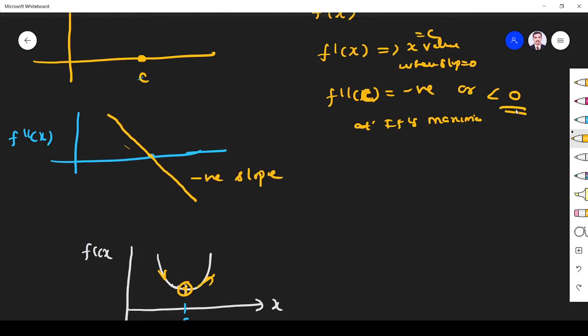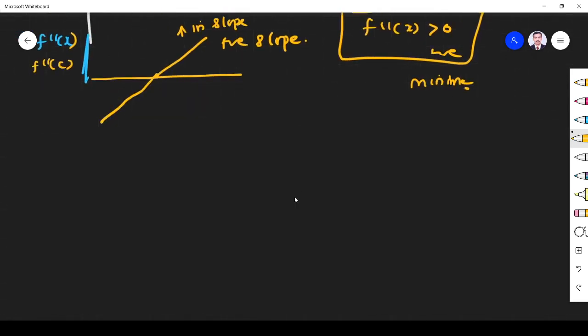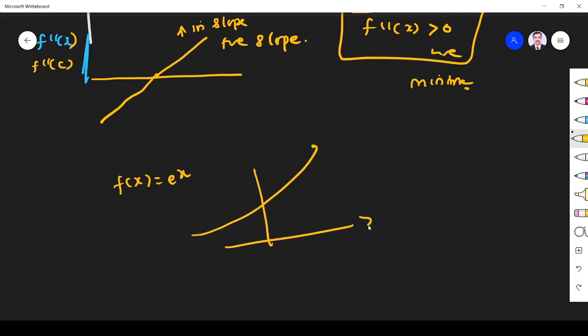And a few more things I want to emphasize here. You see, let us take a different example. f of x is equal to e power x, right? So this curve will be like this. This is x, this is e power x. f dash of x is e power x only.